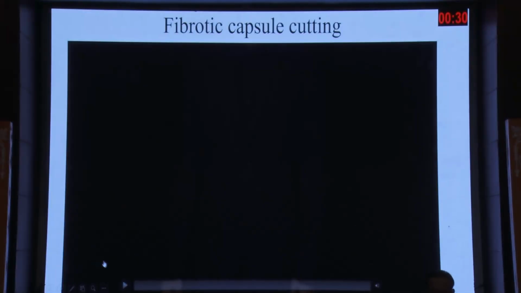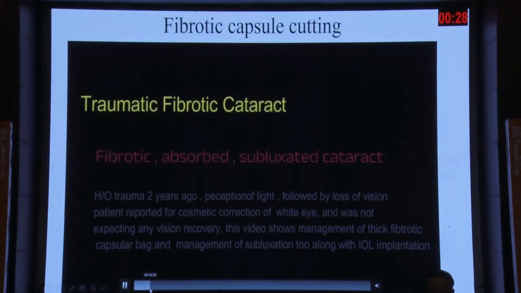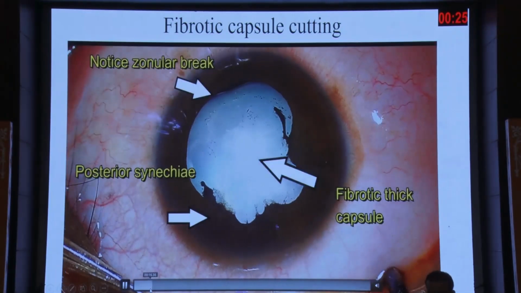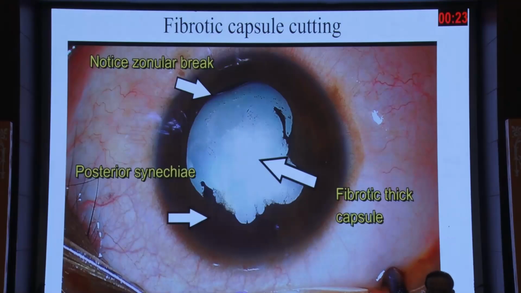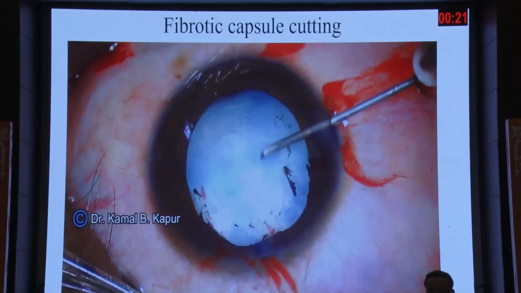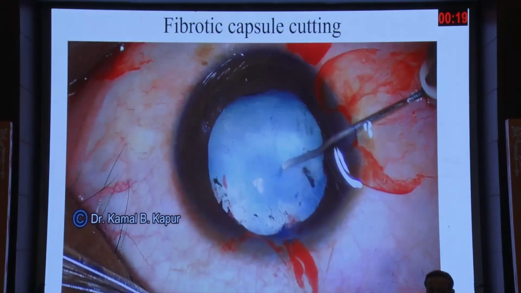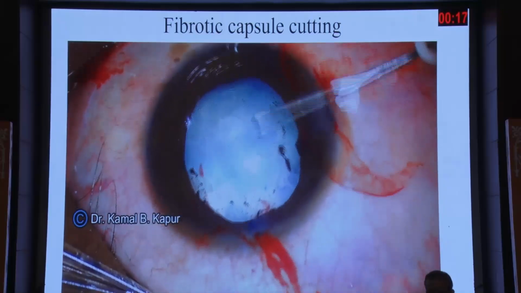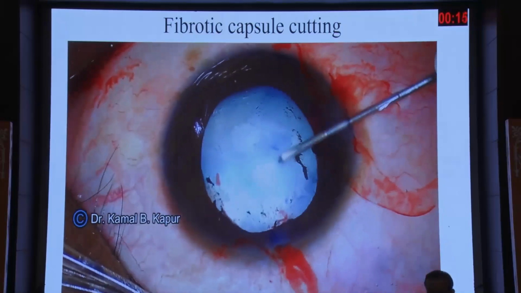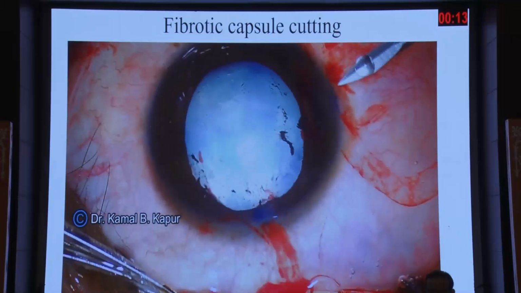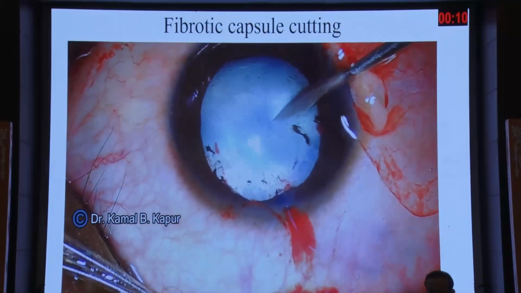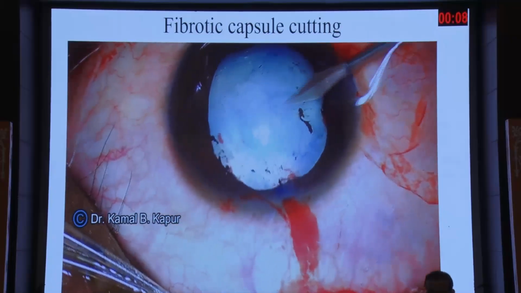Now this is a fibrotic cataract with subluxation. Now you see, notice there's a zonular break, posterior sine cave, fibrotic thick capsule. Now I'm trying to cut it with the needle, it is not going to cut it. The needle is not able to penetrate it. So I'm just cutting the interior fibrotic part of the capsule. I've not cut the capsule. See how tough the capsule is.